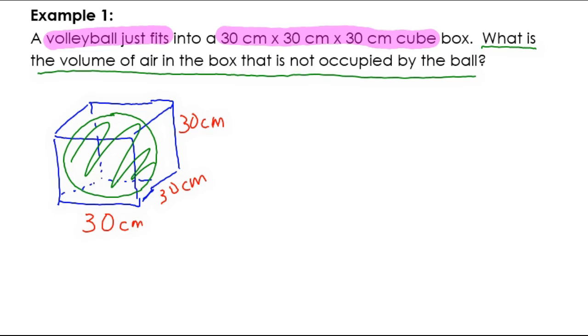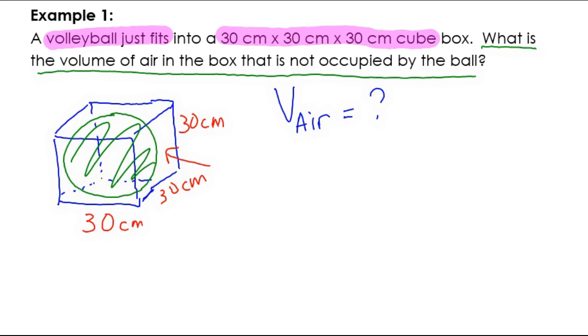So I'm going to write that out just in a math sentence. So the volume of air, and I don't know that. Okay, so now I can think about, well, how am I going to figure that out? Well, thinking logically, we've probably all put something in a box before that might not fully fit in the box. So what we're really trying to find here is the air between the box itself and the ball.